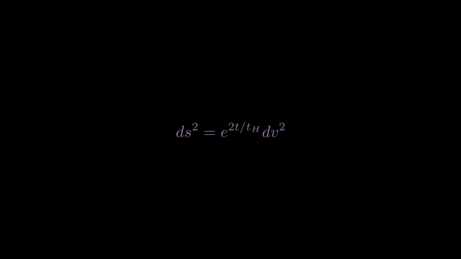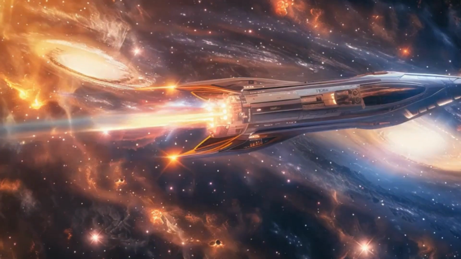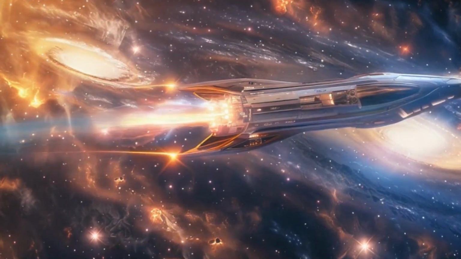If you want to know what proper distance is in this particular case or have any doubts, let me know in the comments. Since we got null geodesics, we get the expression in purple. We realize that the term of the metric contributing to the integral in this particular problem is g sub r of t equals e to the power of 2t over t sub h, the pink term on the screen. Then we have all the information to compute the proper distance using the following expression: D sub p of t and r equals the integral from 0 to r of the square root of g sub r of t dr, which simplifies to e to the power of t over t sub h times r.